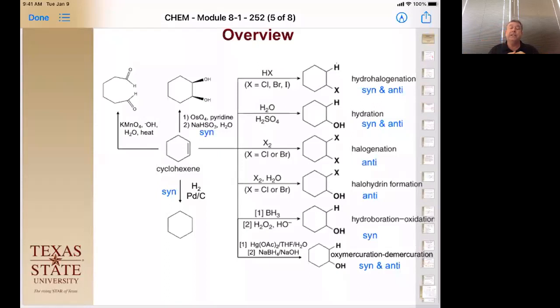The oxymercuration, demercuration gives you a mixture of the two, but for a different reason, not a carbocation. When we do our osmium tetroxide, we always get syn addition and produce a diol. When we do hydrogenation, we get syn addition and get an alkane. And if we use permanganate, we break the double bond completely.